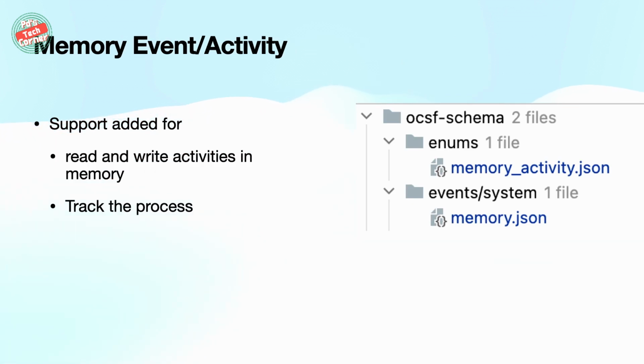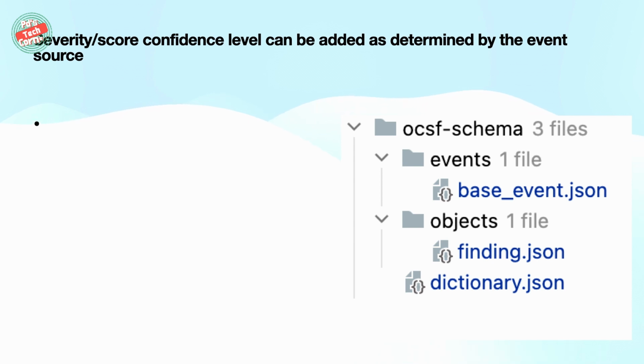Support has been added to capture information on the read and write activities in memory, and this has been done by expanding the enumeration, which is memory activity ID, to also have read and write activities as part of that. Also, a process object has been added to the memory event class to track the process that had its memory read, written to, or manipulated, etc.